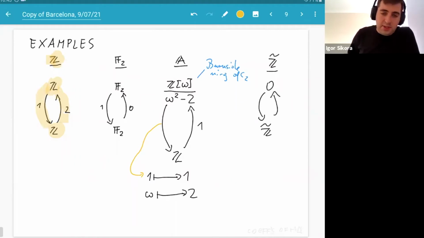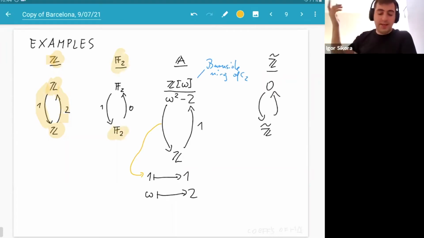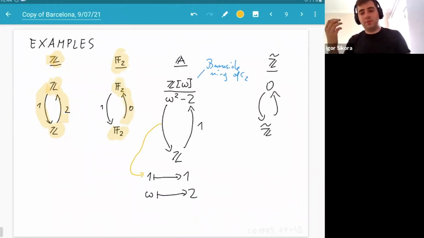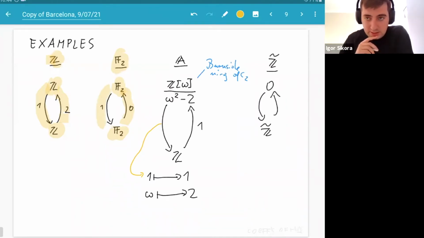A similar example is the constant Mackey functor on F2. So on the bottom level here we have F2, of course with trivial C2 action, because we cannot have another action of C2 on F2. On the top level we have also F2. The transfer is given by multiplication by 2, but since we are in characteristic 2, this is just 0, and the restriction is given by the identity.